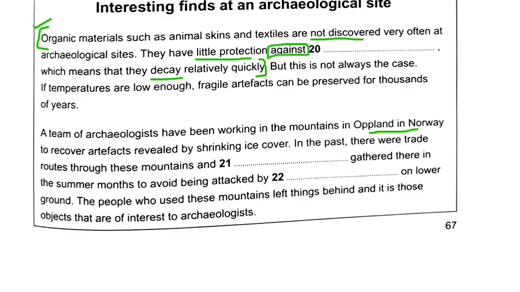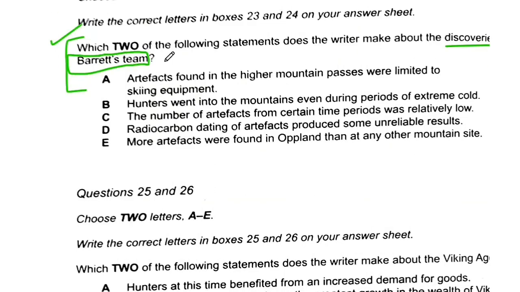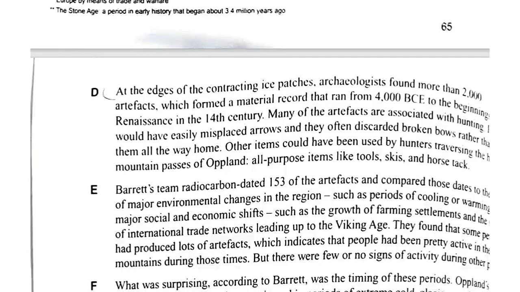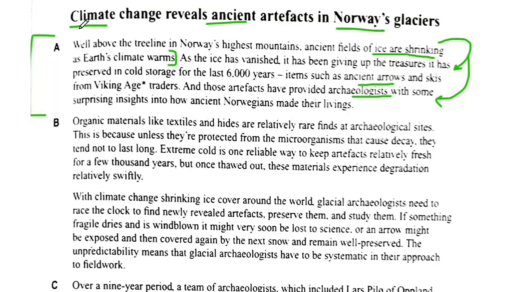Now we're looking at the first question. Organic materials such as animal skins, textiles are not discovered very often. Little protection, decay, we have not read anything related to this. I'll be looking at the MCQ. We have not read anything related to Barrett's tea. I'll be looking at the second paragraph. Paragraph B.